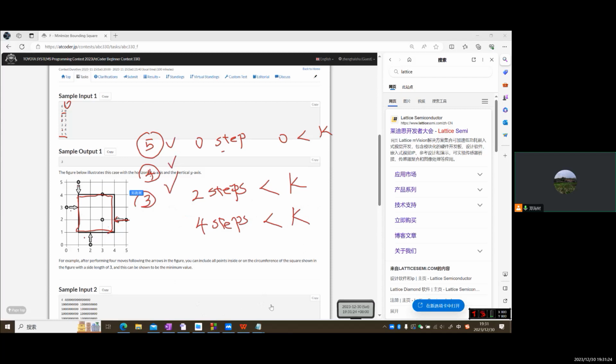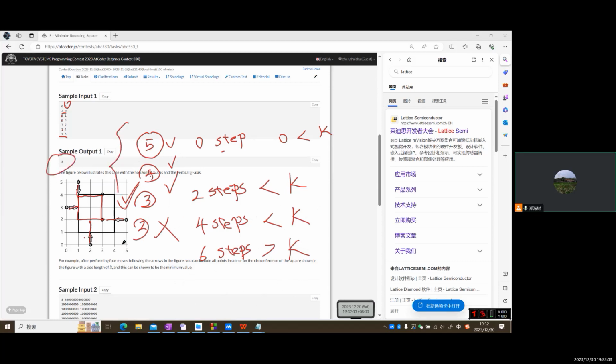Now we can try the length of 2. For example, the square is here. Now we need 1 step, 2 steps, 3, 4, 5, 6. We need to move 6 steps. It's greater than k, so it's not okay. So the minimum side length is 3. So the answer is 3.